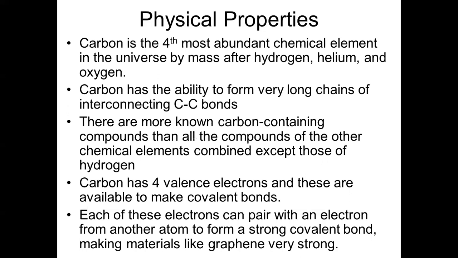Carbon has 4 valence electrons, and these are available to make covalent bonds. Each of these electrons can pair with an electron from another atom to form a strong covalent bond, making materials like graphene very, very strong.